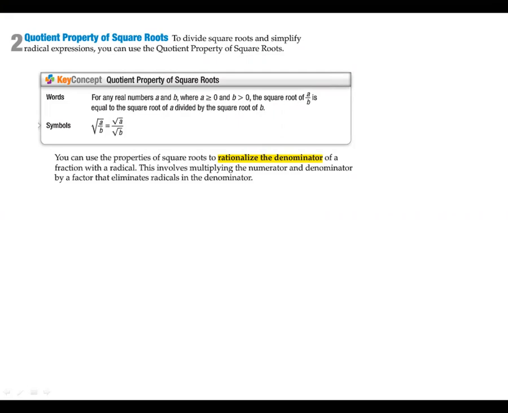You can use properties of square roots to do what's called rationalize the denominator of a fraction with a radical. This involves multiplying the numerator and denominator by a factor that eliminates radicals in the denominator. So when a radical is fully simplified, it contains no perfect square factors, has no fractions in the radical, and there's no radicals in the denominator, okay?